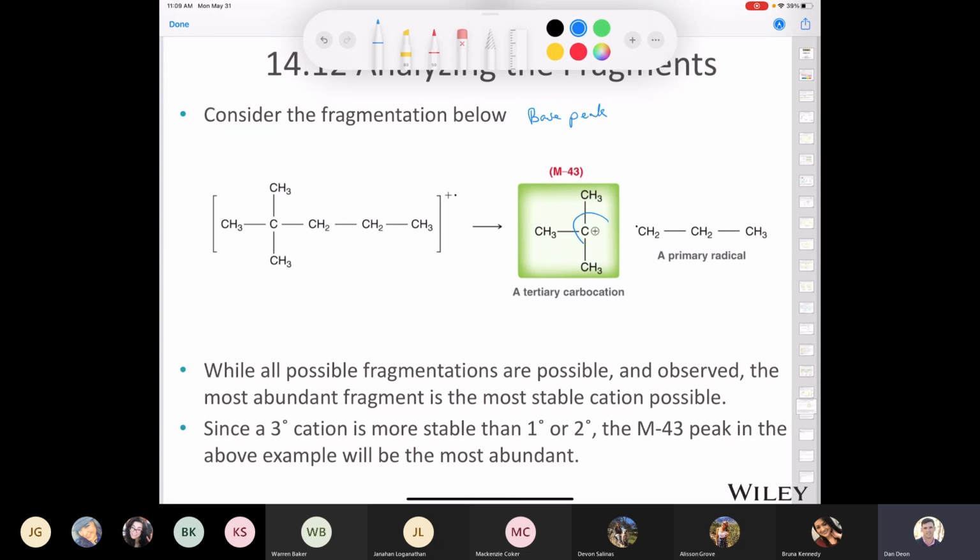Because you end up with a tertiary carbocation. And we know that a tertiary carbocation is more stable than a secondary carbocation, which is more stable than a primary, which is more stable than a methyl carbocation. So the fragmentation is predictable because the most stable fragments are the ones that are going to be formed in the greatest abundance.